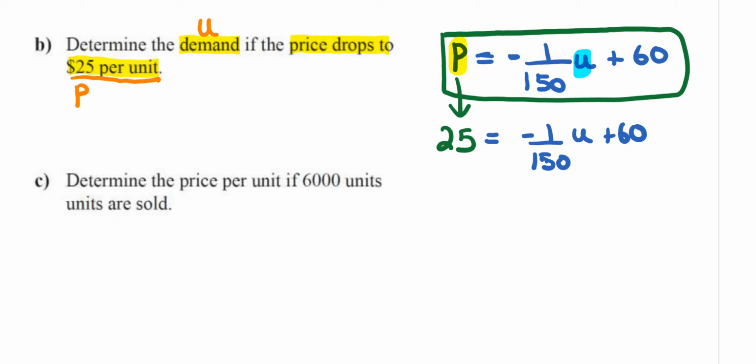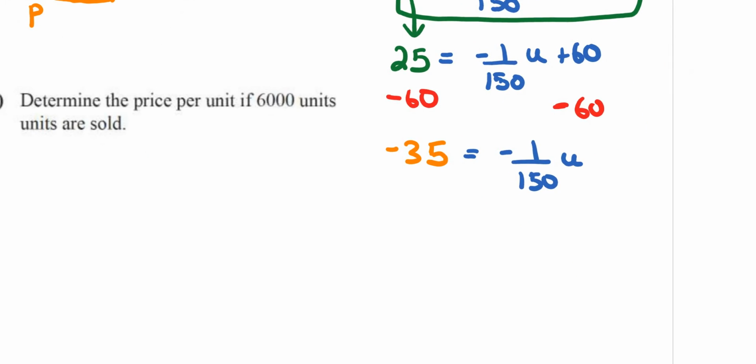I would go ahead and get rid of the 60 next by subtracting 60 from both sides. And if I subtract 60 from both sides, I get negative 35 on the left-hand side. And on the right-hand side, I get negative 150 U. Okay, and then from there, the minus signs can just cancel off here since you have a minus sign on both sides of the equation. So, sorry, that's supposed to be 35 there.